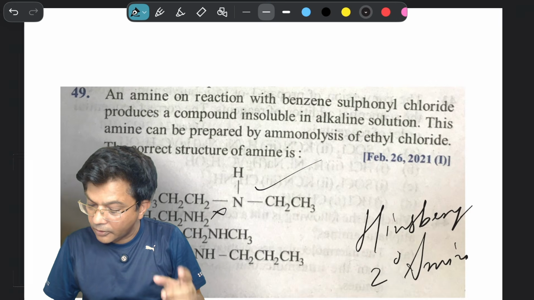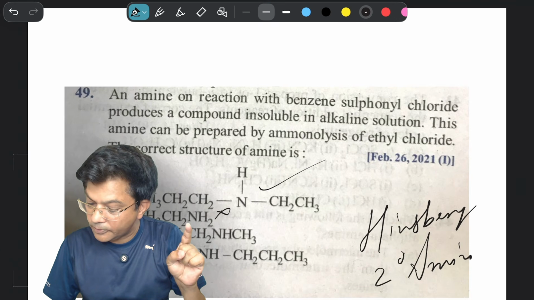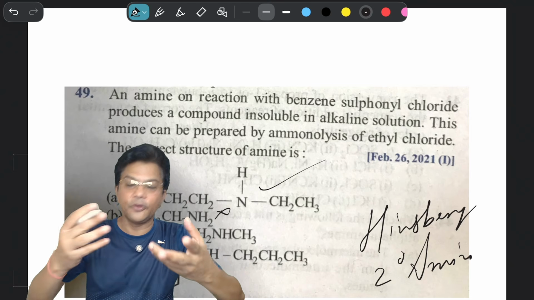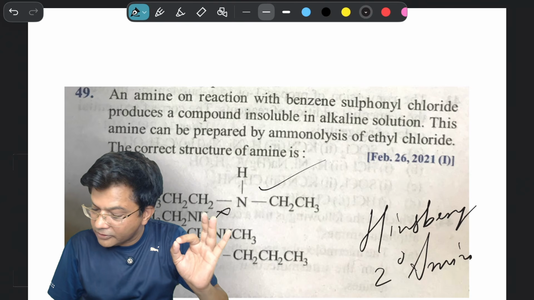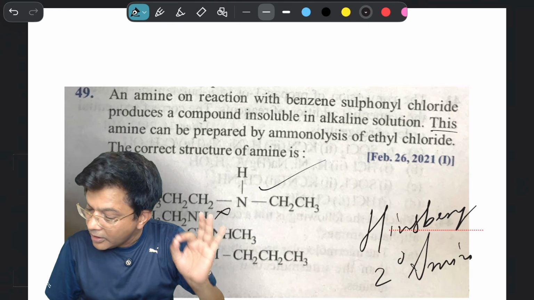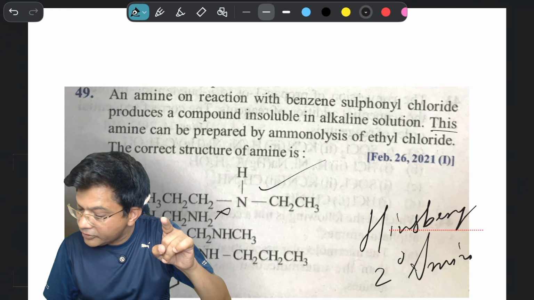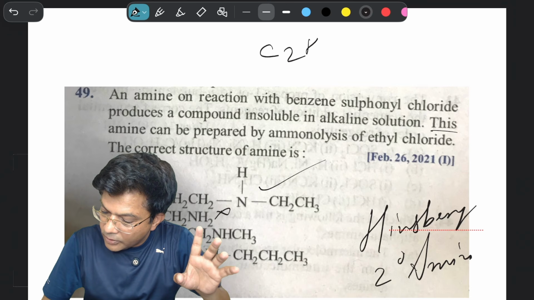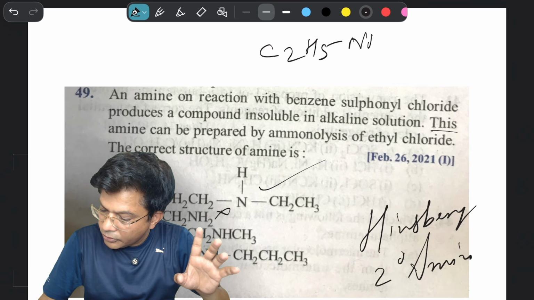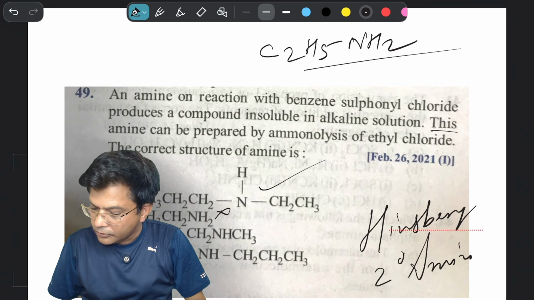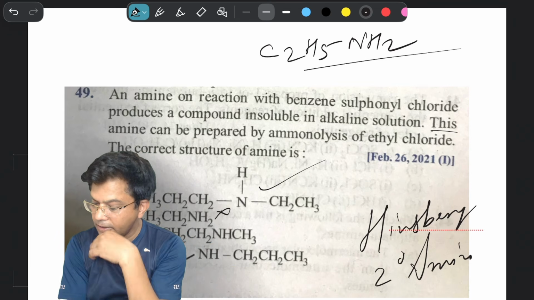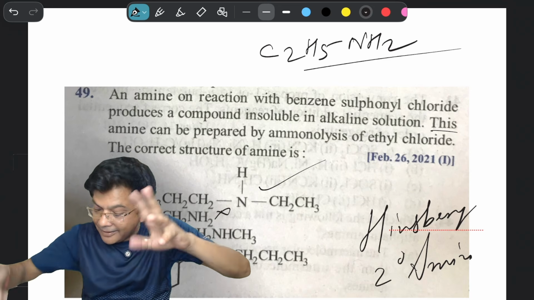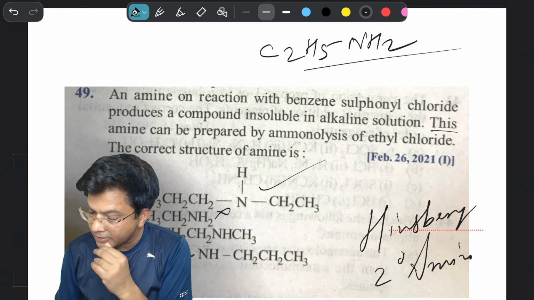Let me find it out. An amine on reaction with benzene sulfonyl chloride produces an insoluble compound. This amine can be prepared by ammonolysis of ethyl chloride. Ethyl chloride, that means C2H5NH2. So NH2, this is the 1 degree amine. Ethylamine, so 2 times ethylamine. But there are propyl, it says propyl.